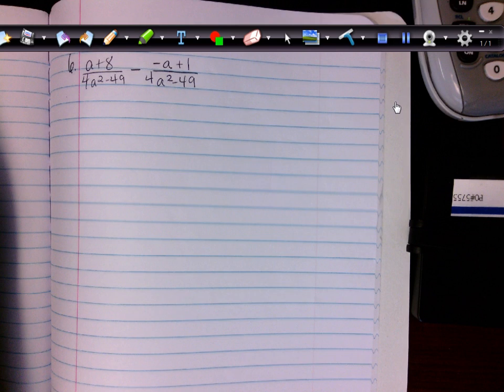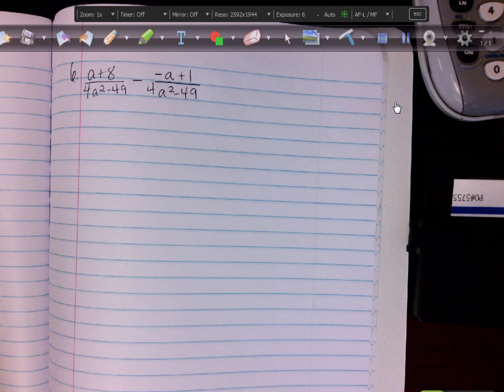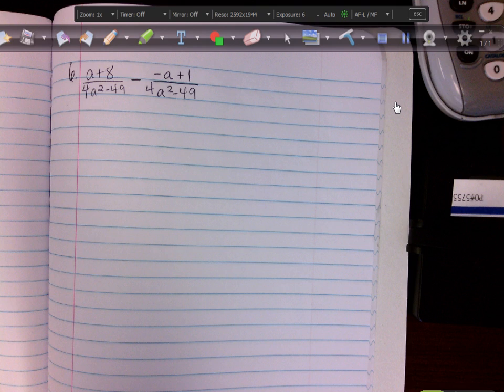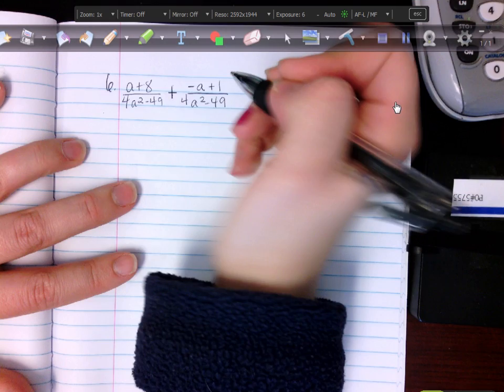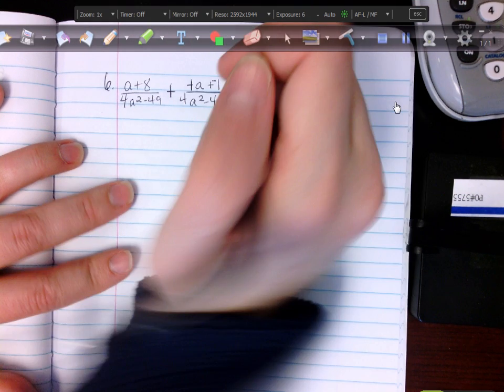All right, go ahead and get down number 6. Number 6 says a plus 8 over 4a squared minus 49 minus negative a plus 1 over 4a squared minus 49. So again, my denominators are the same. All I have to do is change my subtraction sign to an addition sign and change everything in the numerator of the second problem. So let's go ahead and do that. We're going to make this a plus sign. This becomes a plus. This becomes a negative.